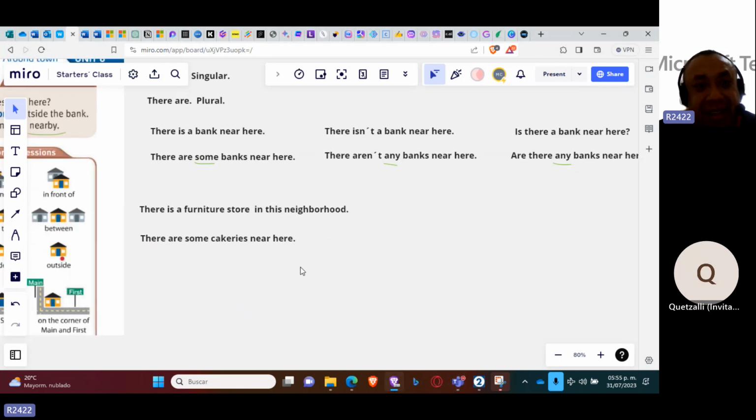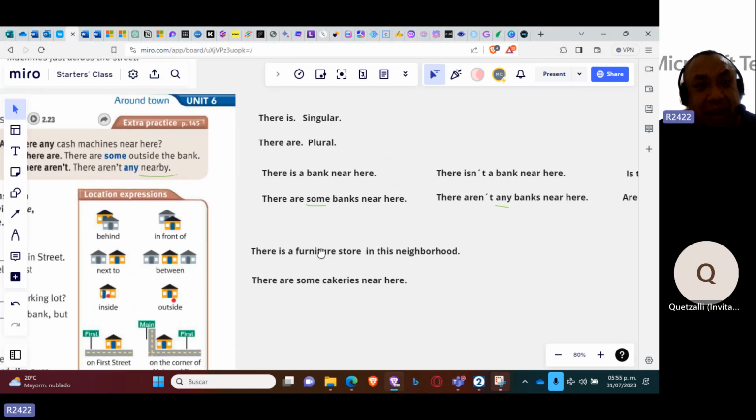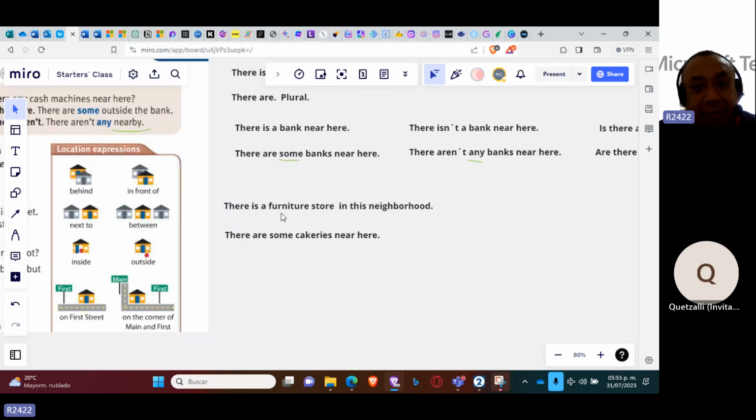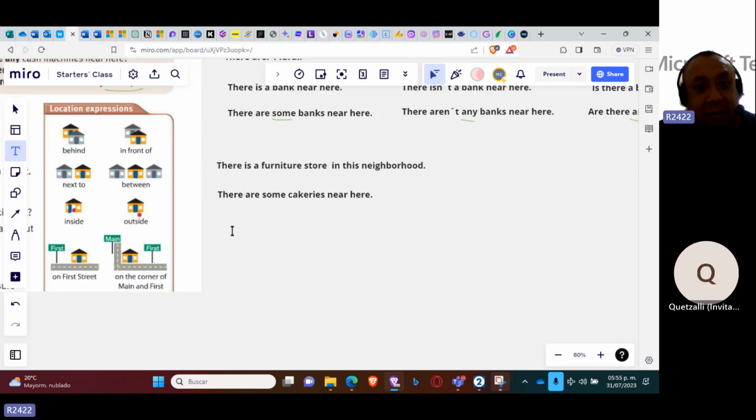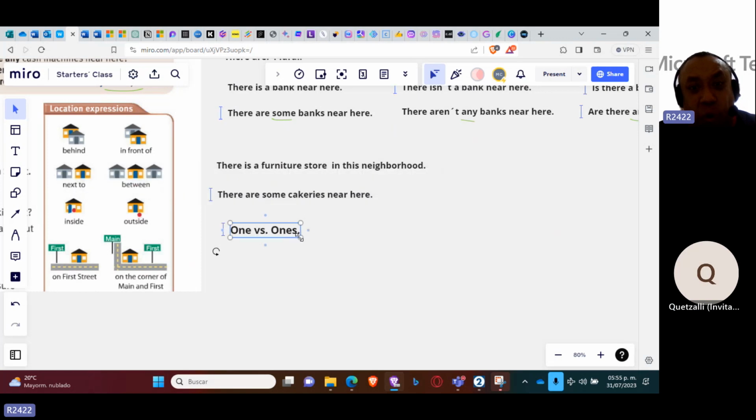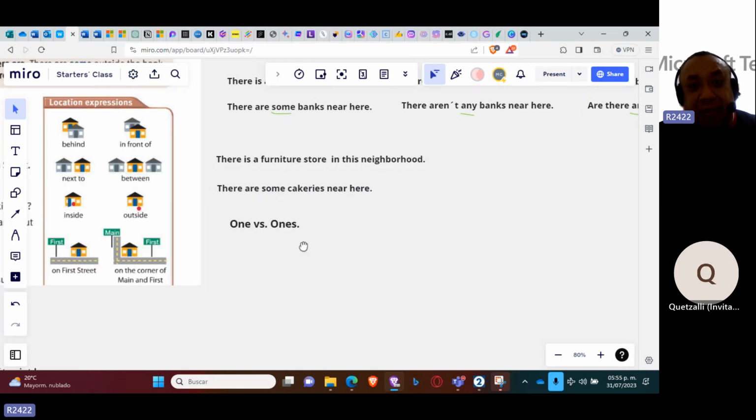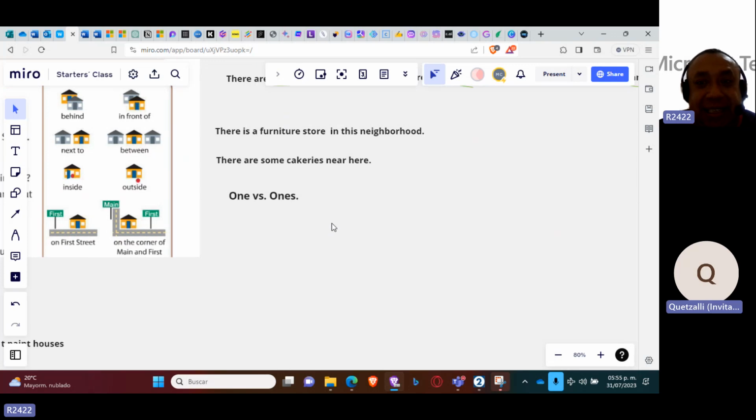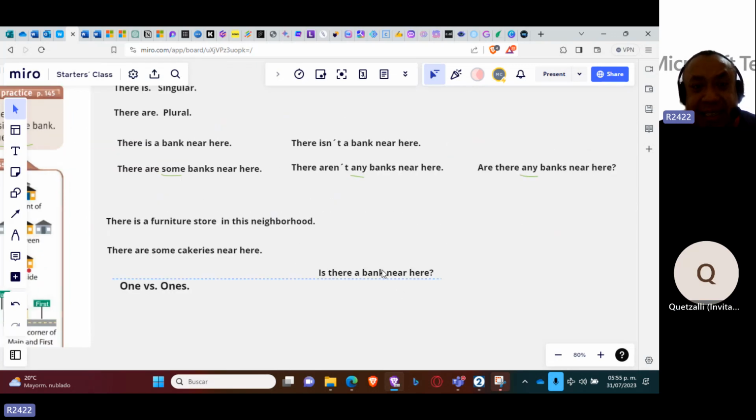Excellent, Kesali. Very good. Fíjate, Kesali, aquí te explica también el uso de one. Ok, mira, esto vamos a verlo. One versus ones. Eso que sale es uno o unos. Por ejemplo, si tú me preguntas, is there a bank near here?